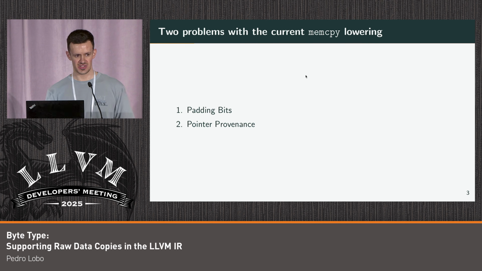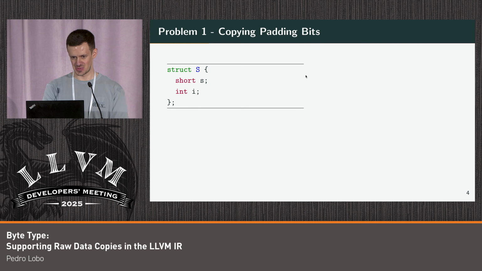There are two main issues with the memcpy implementation. The first issue lies in copying padding bits, and the second issue in preserving pointer provenance across pointer copies. So I will now delve into each of these problems in more detail.